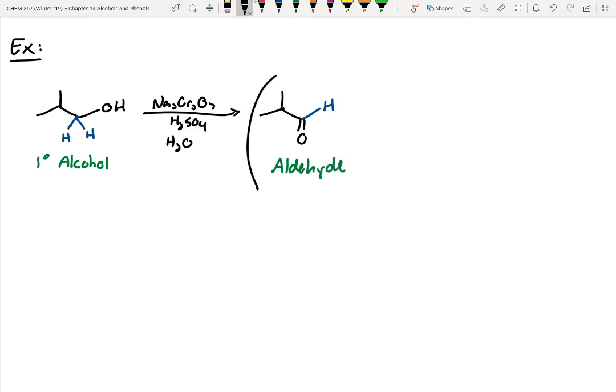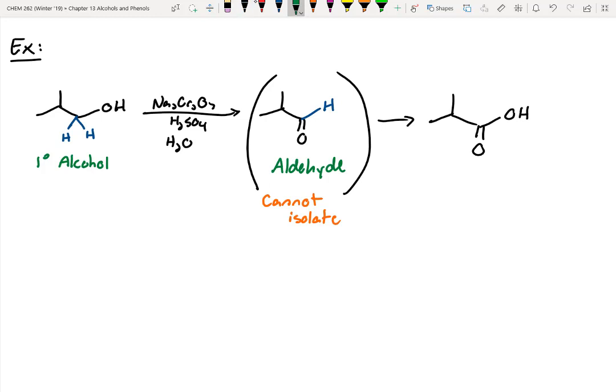The problem with this is it's so strong you cannot isolate the aldehyde. What do you think our final product is actually going to turn into? Carboxylic acid. So it's uncontrollable for primary alcohols. You'll go straight to your carboxylic acid. The oxidant in this case is way, way too strong to stop at the aldehyde, but I'll show you a more gentle oxidant later.